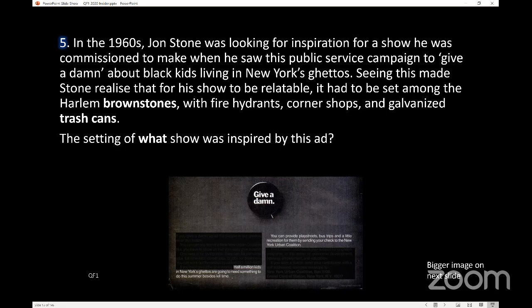In the 1960s, John Stone was looking for inspiration for a show he was commissioned to make when he saw this public service campaign to give a damn about black kids living in New York's ghettos. Seeing this made Stone realize that for his show to be relatable, it had to be set among the Harlem brownstones with fire hydrants, corner shops, and galvanized trash cans. So the setting of what show was inspired by this ad?